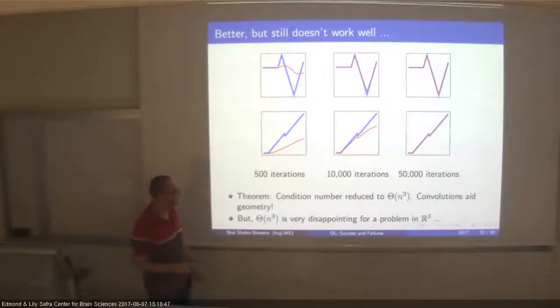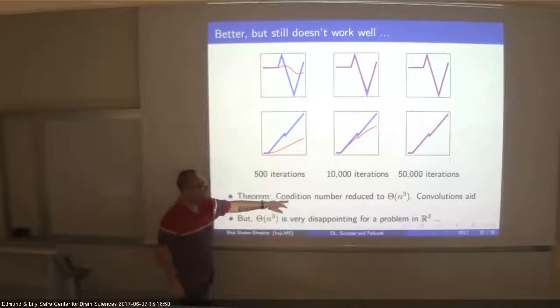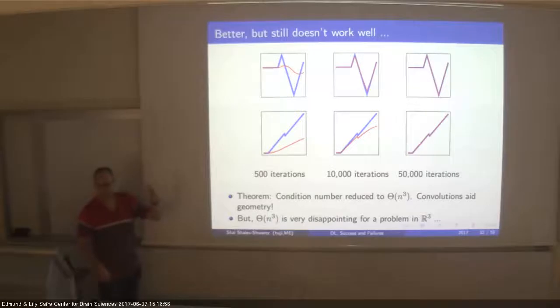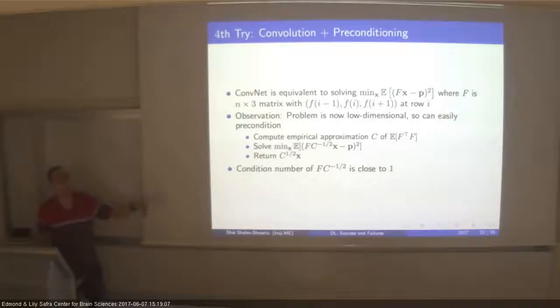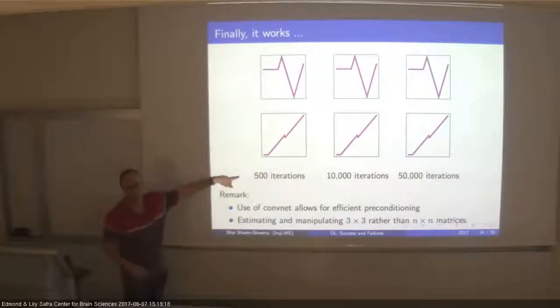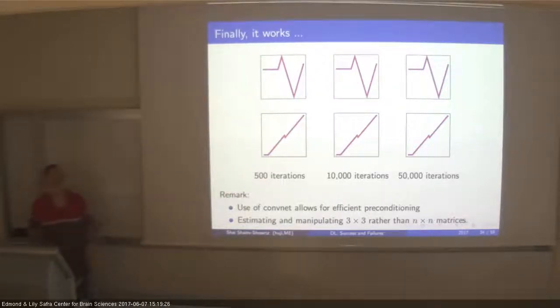This is still crazy. The condition number is now reduced to n to the power of 3. It was n to the power of 3.5. So we gain a square root of n, which is a factor of 10 here. It's good, but it's still disappointing. So let's do one more step. We will add conditioning to the problem, and this is what is known as batch norm. When you do batch norm with convolution, now after 500 iterations, everything works. And this is what you expect for such a simple problem.